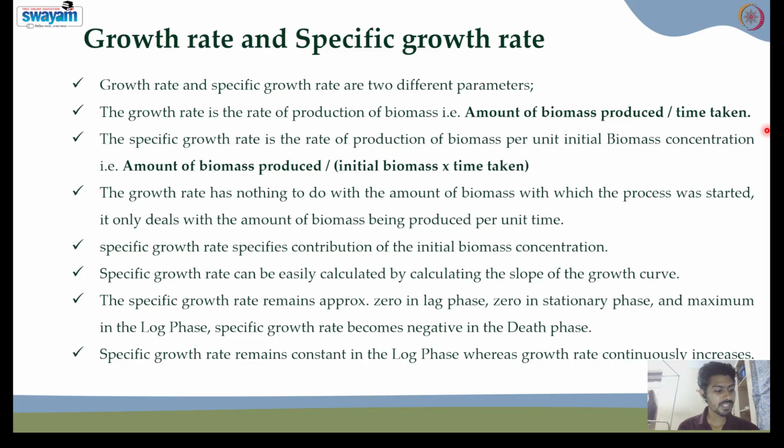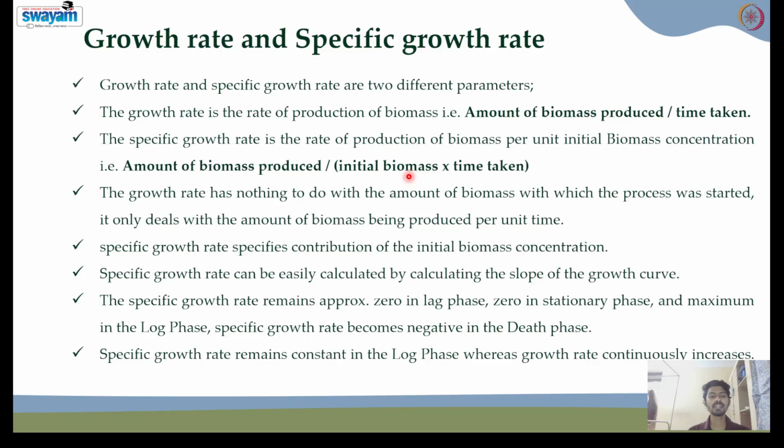As we have seen in the growth cycle, one important concept is called growth rate. Growth rate, we have seen, is nothing but the change in the cell concentration with respect to time. If you put it into a formula, the growth rate is the amount of biomass produced over the time taken. And what do you mean by specific growth rate? It is the rate of production of biomass per unit initial biomass concentration. So if the initial biomass is considered along with the amount of biomass produced and time taken, then it is a specific growth rate.